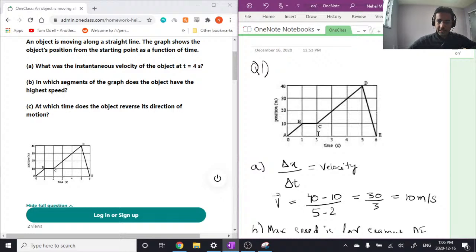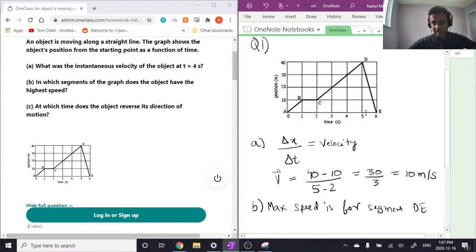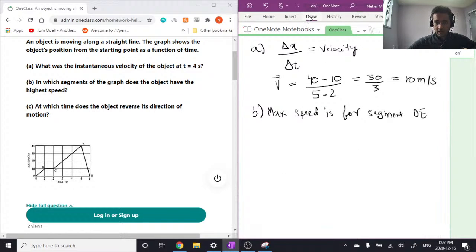You were going in the positive direction, your position was always increasing, but then suddenly it decreased at one portion. So by looking at the graph, for A to B position was increasing, for B to C position was constant, so there was no change. For C to D it was increasing again, but for D to E the position decreased. So at what time? The time would be denoted by the point D, which is at 5 seconds. So therefore at time equals 5 seconds, or at point D, we reversed our direction.